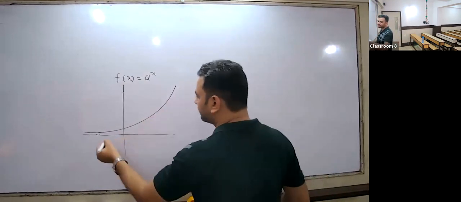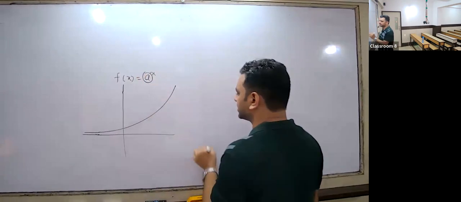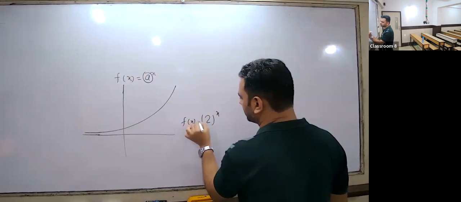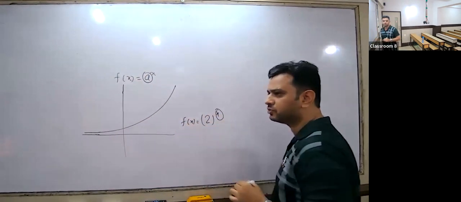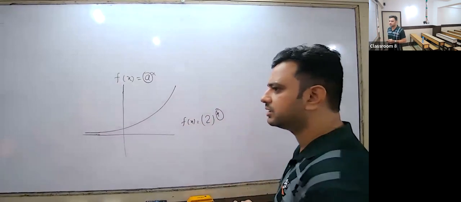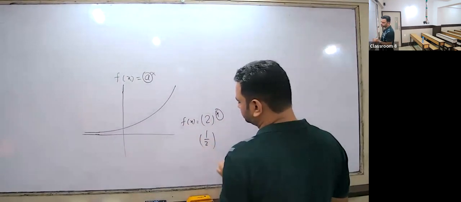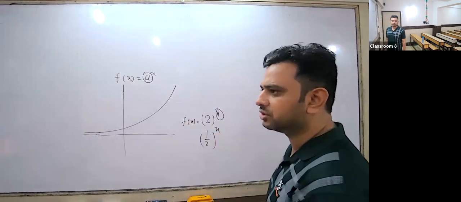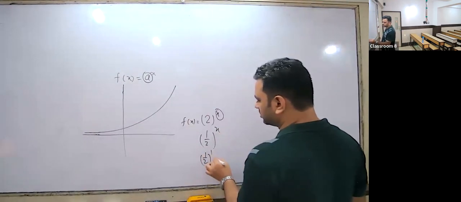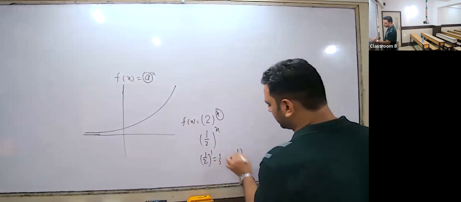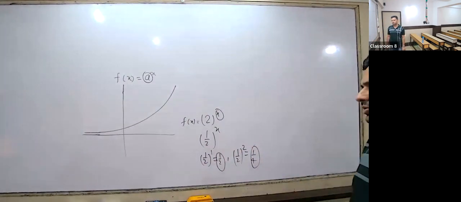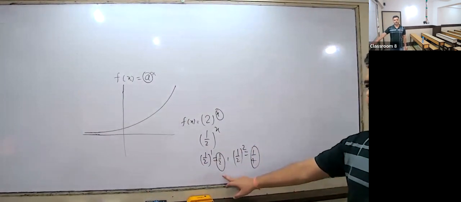This graph depends on A. For example, if A is 2, the graph will be 2 power x. As we increase the value of x, this value will also increase. But if A is 1 by 2, the graph will change. As we increase x, the value reduces. If x is 1, it will be 1 by 2. If x is 2, it will be 1 by 4. Which one is greater, 1 by 2 or 1 by 4? Half is greater, so the value is decreasing.